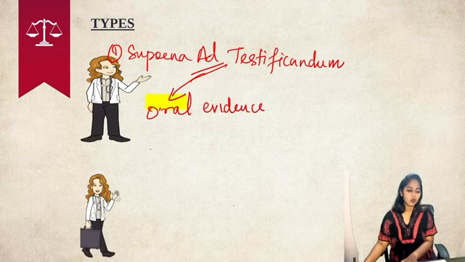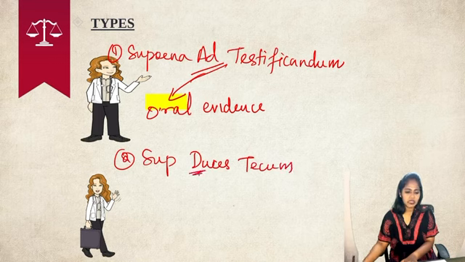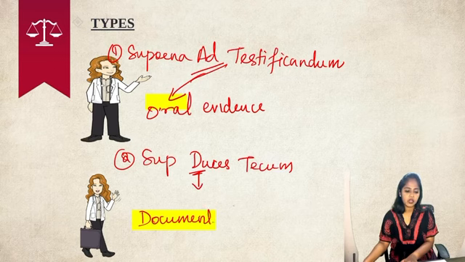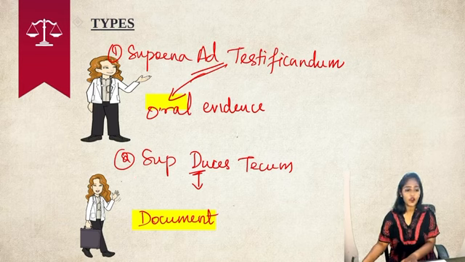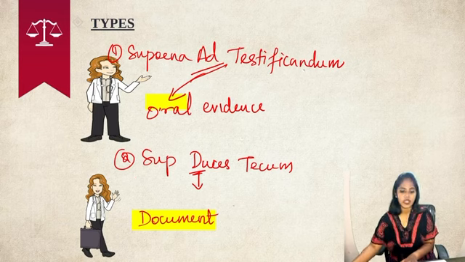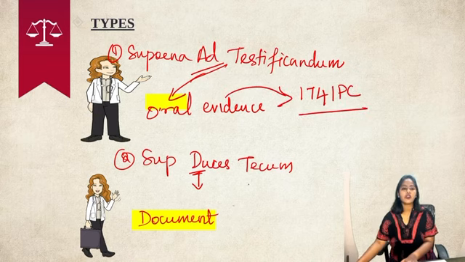Whereas the second one is called as subpoena duces tecum. Okay, remember this D means documentary evidence. So it can be oral or this. So if there is a failure or if you don't want to give your oral evidence, then it is punishable under 174 IPC. Okay, if your failure to provide your oral evidence.